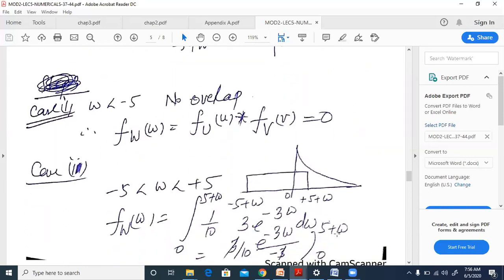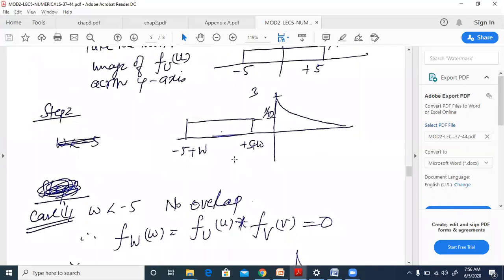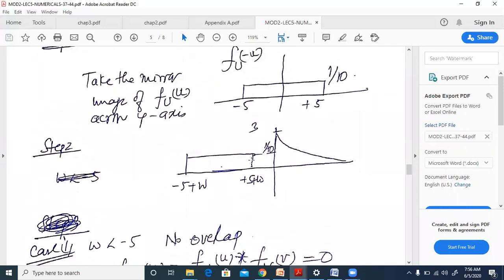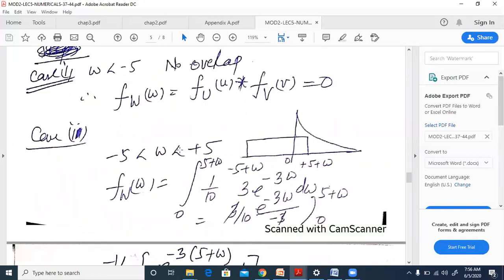Then next, once this crosses this point, there will be partial overlap till this crosses this point. This crossing gives us w equal to minus 5. This crossing gives us minus 5 plus w equal to 0, that is w equal to plus 5. So from minus 5 to plus 5, there will be partial overlap, and that is what is written over here.